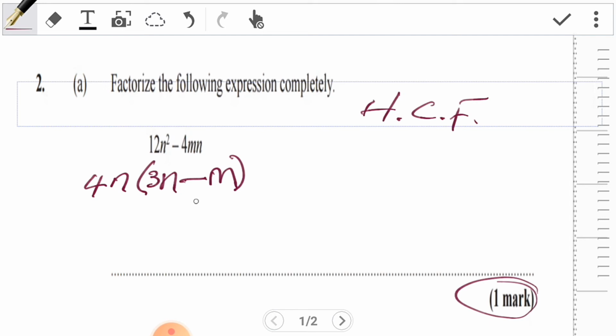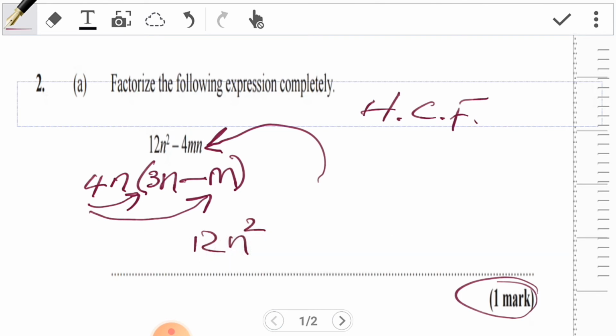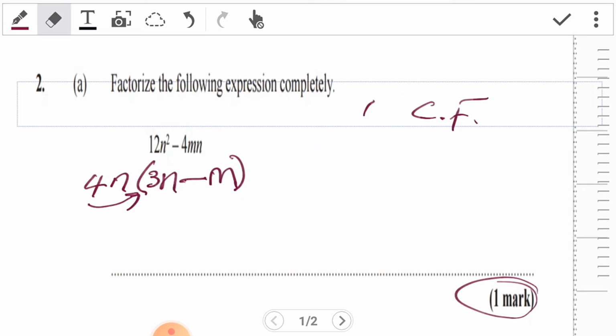Basically, if you want to double check if what you did was correct, then you could distribute your highest common factor inside the bracket and you should get back the original thing that you started with. So you could double check it there to see. We could do it quickly. 4n times 3n is going to give us 12n to the second, and then 4n times negative m is minus 4mn. So you could see that it matches that. So yes, it was factorized correctly, and we would have collected that one mark right there.